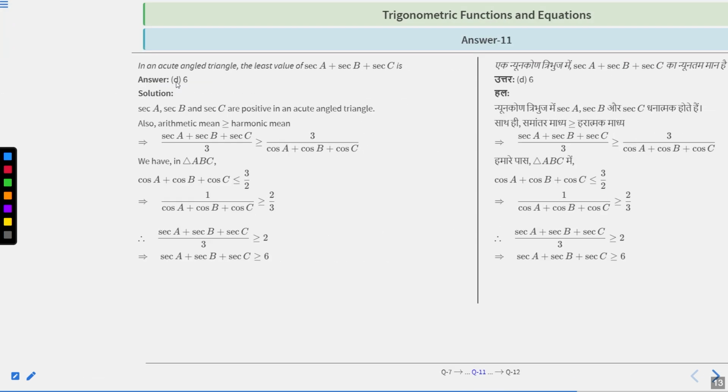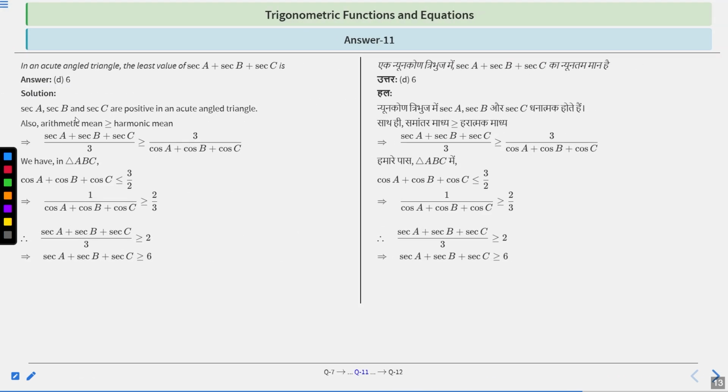Okay, let's move to the solution part. Sec A, sec B, and sec C are positive in an acute angle triangle, right? Therefore, arithmetic mean is greater than or equal to harmonic mean. We have applied the AM-HM inequality. Therefore, sec A plus sec B plus sec C upon 3 is greater than or equal to 3 upon cos A plus cos B plus cos C. Now, in triangle ABC, we know that cos A plus cos B plus cos C is less than or equal to 3 by 2.